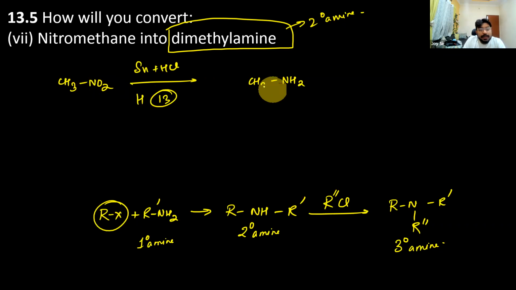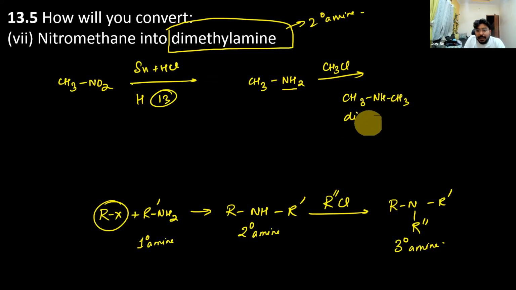CH3NO2 will become CH3NH2. So if you give it CH3Cl, ultimately from the NH2 one H goes off and CH3 comes in its place. So it will be CH3NHCH3. So this is our dimethylamine. Two methyl groups are attached to the NH. Okay, so it is dimethylamine. Simple reaction. Just keep this in mind.